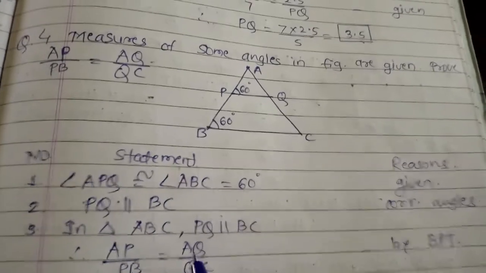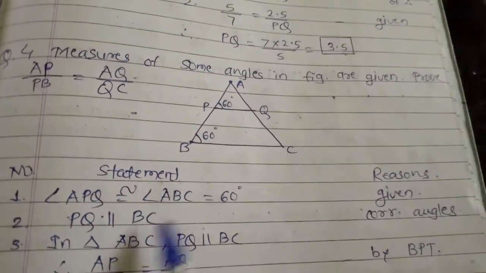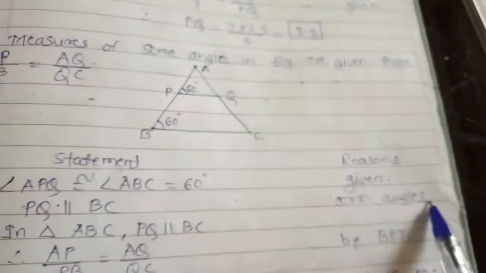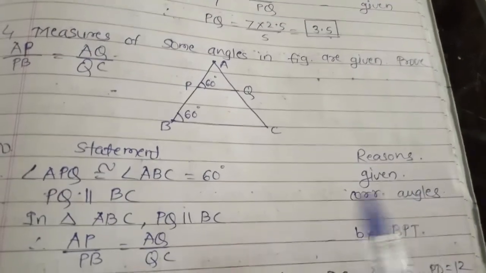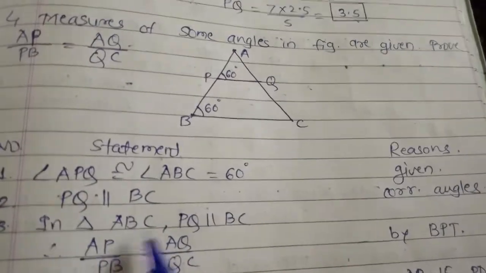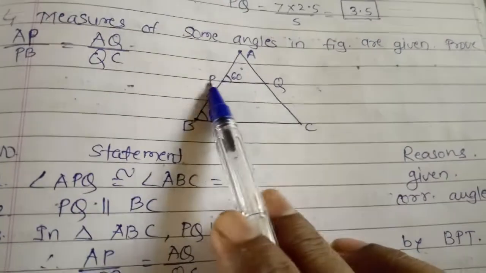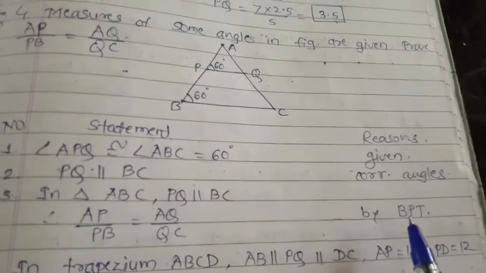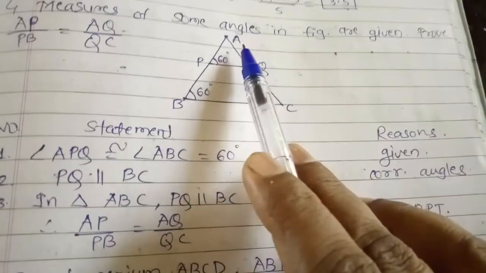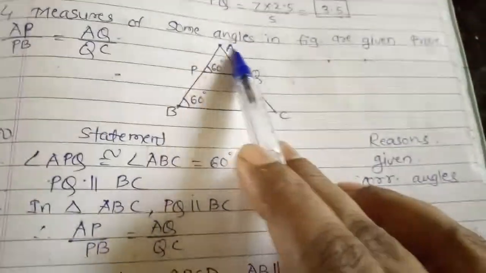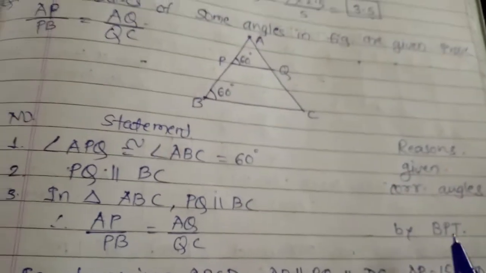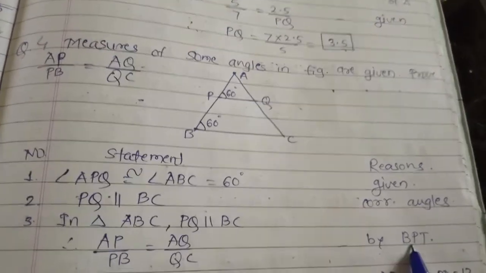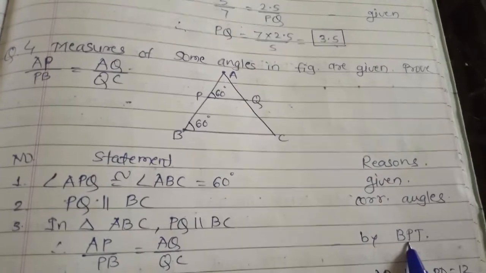If the corresponding angles are congruent, then the lines are parallel. We learned it in the 9th standard. So PQ is parallel to BC, by the corresponding angle test, or you can also write corresponding angles. Now see in triangle ABC, since PQ is parallel to BC, we can say that AP upon PB is equal to AQ upon QC. So by BPT, this is the answer. Very simple examples are given.